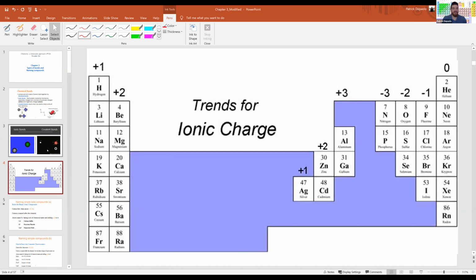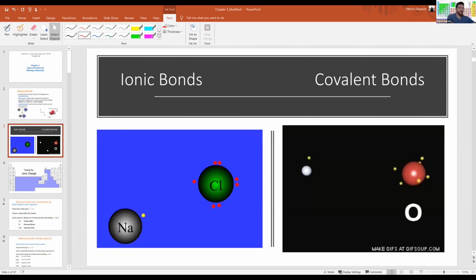Is there any questions about how those two bonds form? That's really integral to learning.